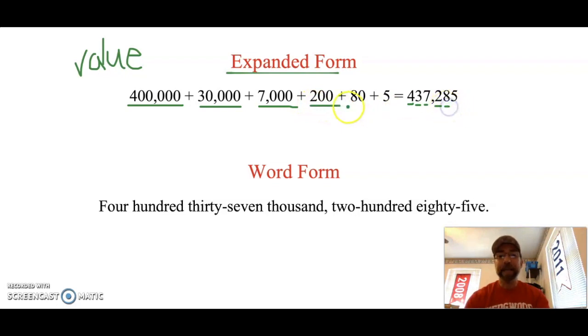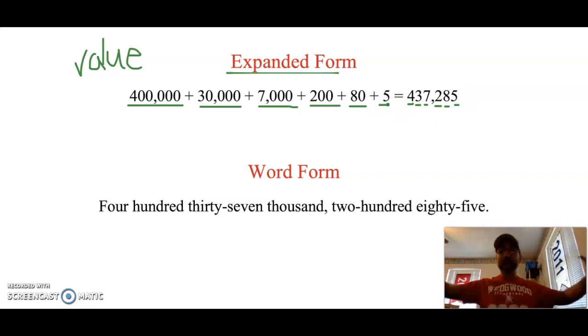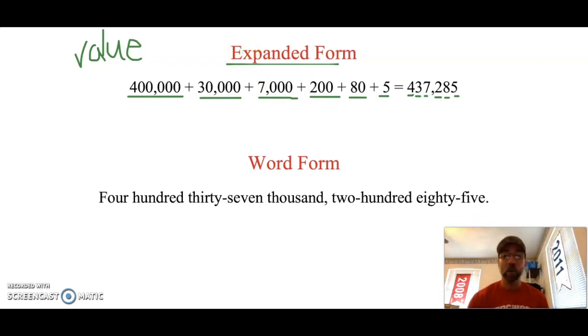Now we call it expanded form because we are expanding our number. We're stretching it out. We can also take that same number and write it in word form. Word form is when we spell out everything in words.